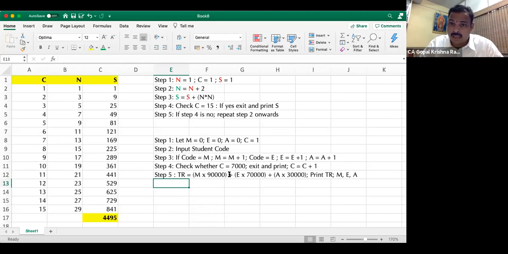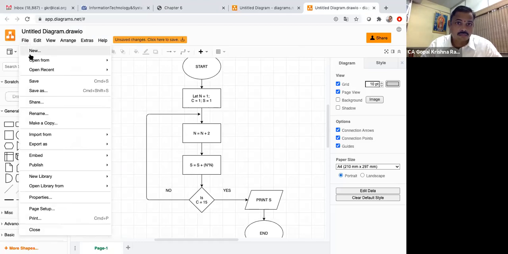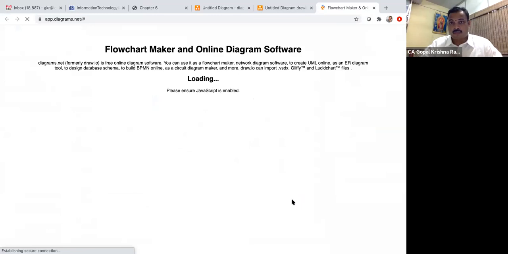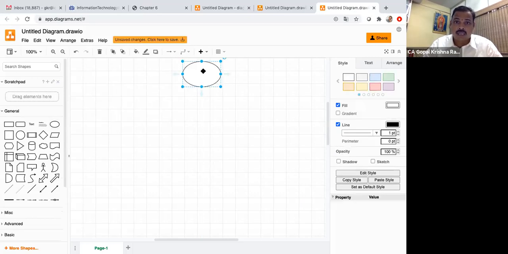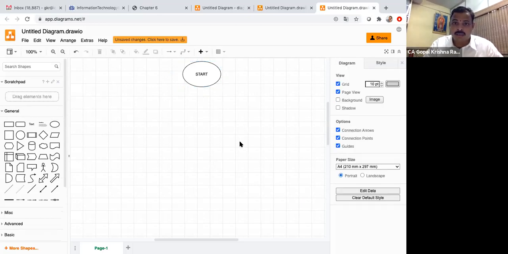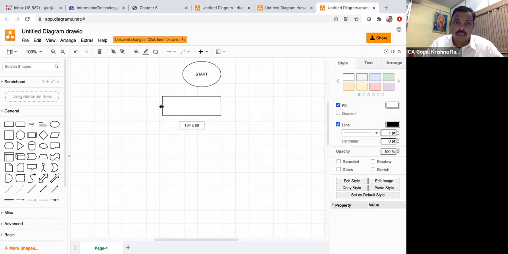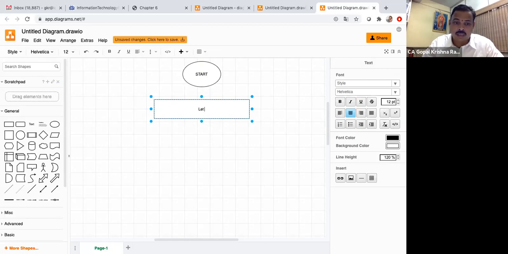Now let's do the flowchart quickly. Good guys, I think it is visible to all of you. I'll first start with the start symbol. All of you have noted the steps. First step is let M equal to 0, E equal to 0, A equal to 0, C equal to 1. That is called assignment. So I'm going to do the assignment: count is equal to first student, M is equal to 0 as of now, engineering is equal to 0 as of now, and arts is equal to 0 as of now.